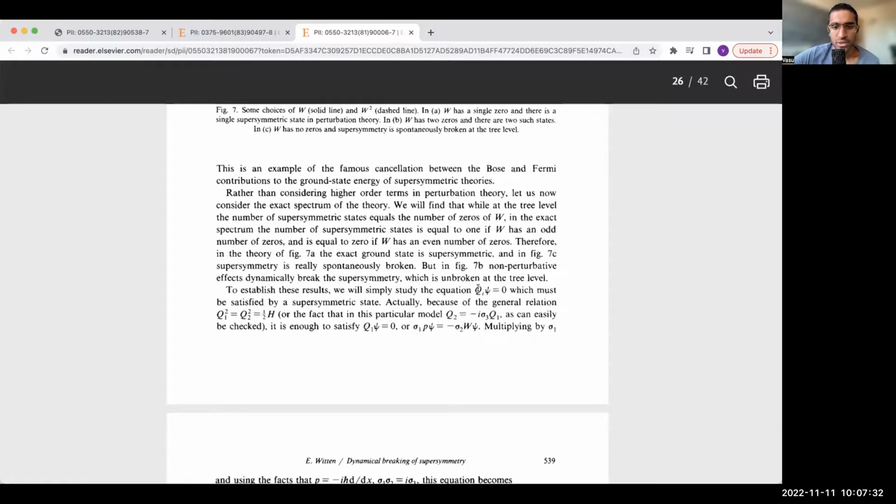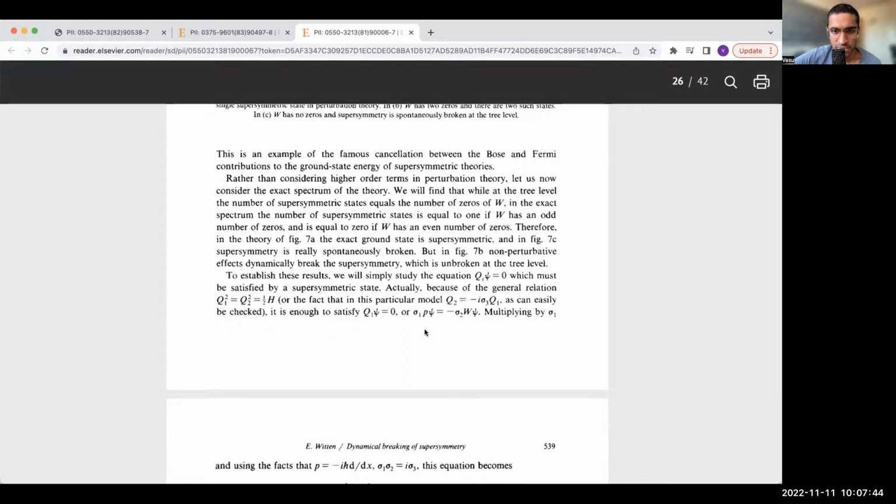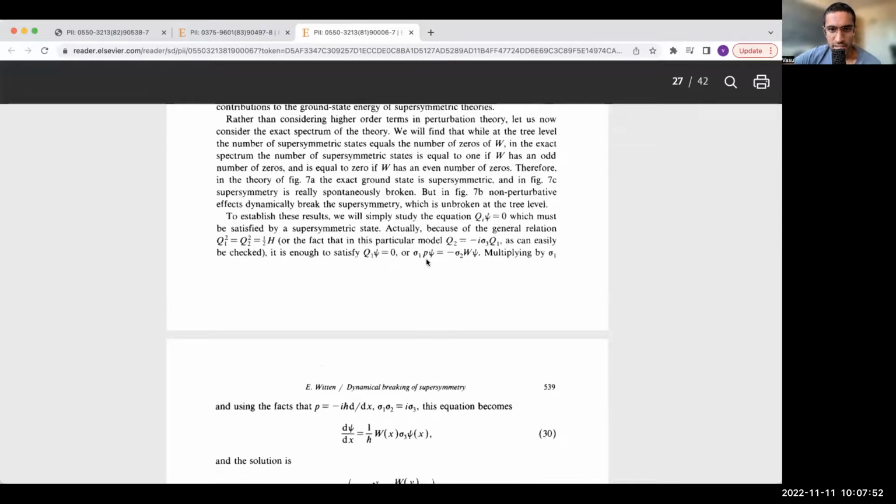And so you see, the equation Q psi equals 0 must be satisfied by a supersymmetric state. And because of the general relation Q squared equals half H, you can show that H equals 0 is the same as saying Q psi equals 0. And this equation is sigma 1 p psi equals sigma 2 W psi, right? So this is just a Pauli version of seeing the relation that we had in our previous notation, where Q was formed from the gradient with respect to phi and dU/dphi.